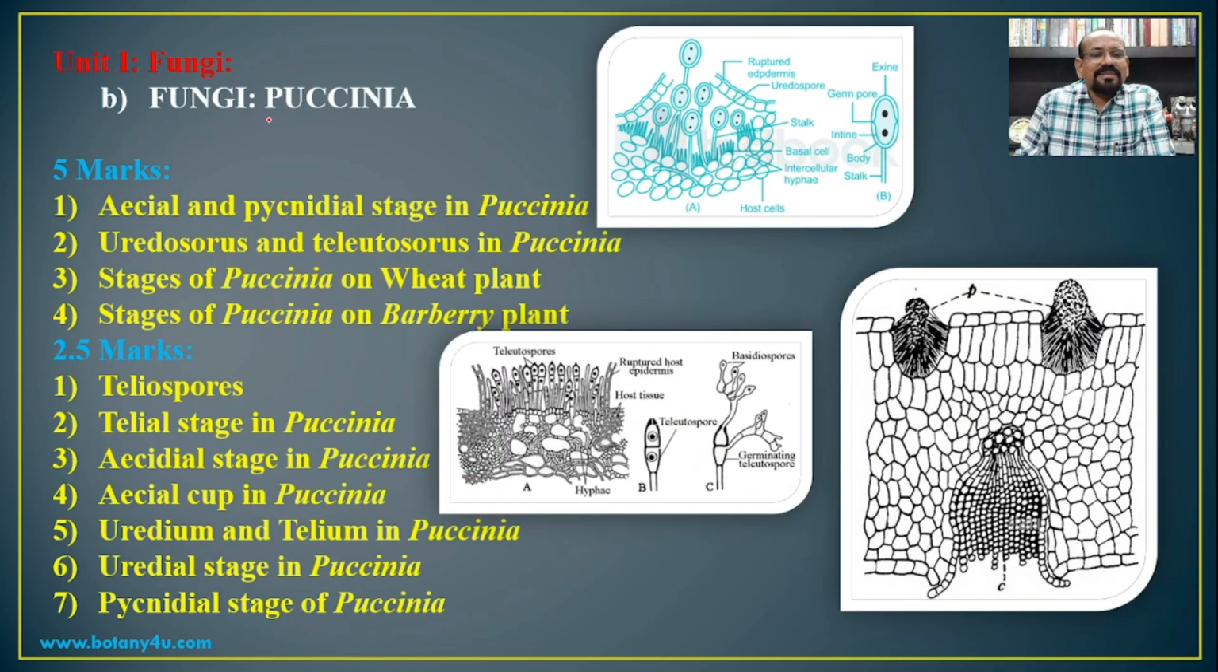The next fungus is Puccinia, and on Puccinia there is a lot of scope to ask questions in the examination. In a 5 mark question, we will have the aecial and the pycnidial stage in Puccinia. So in the aecial and the pycnidial stage, there are the aeciospores and the pycniospores.